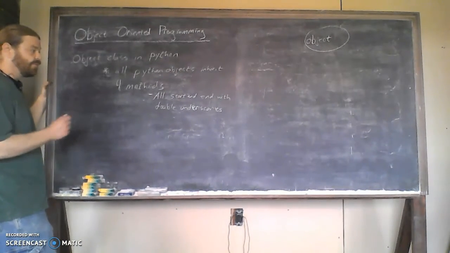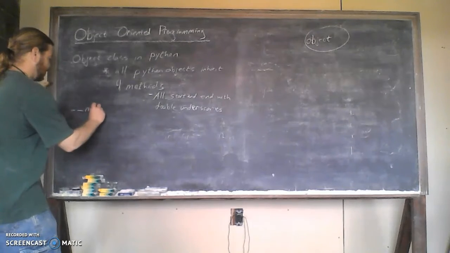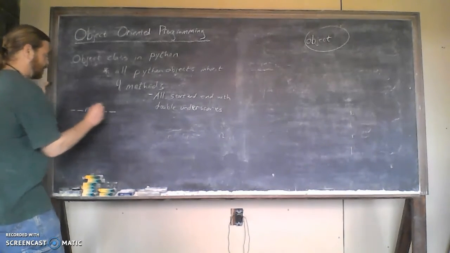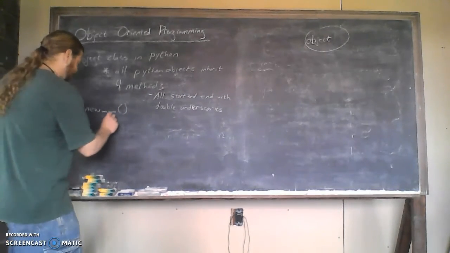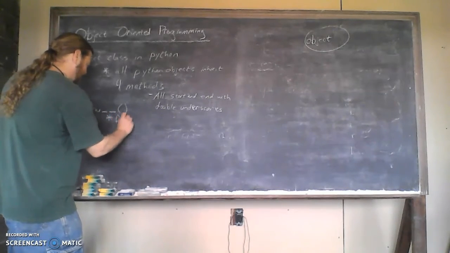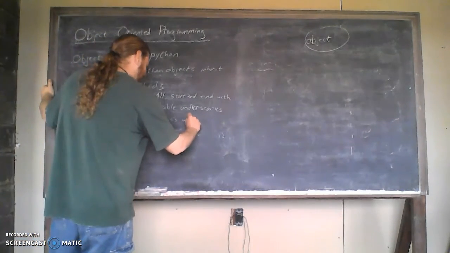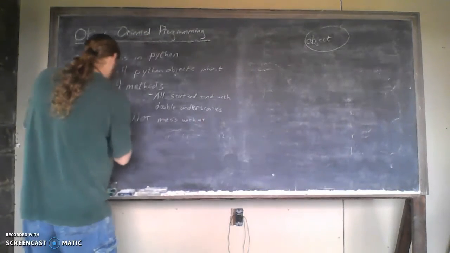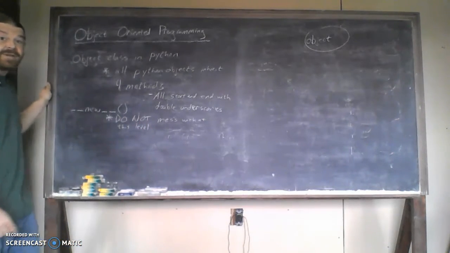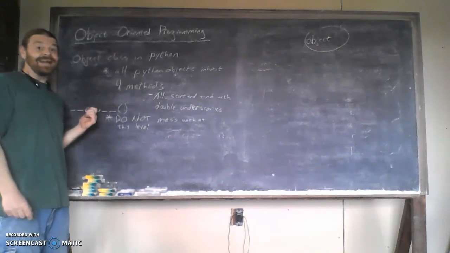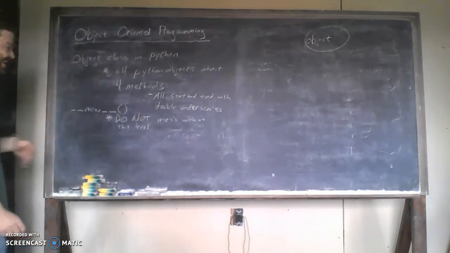So the four methods that we're going to inherit from that: underscore underscore new. This is sort of some creation stuff. I'm just going to put do not mess with at this level. And even at a higher level, it's a really bad idea to go messing around with that. So maybe you should just say do not mess with. But it's there.